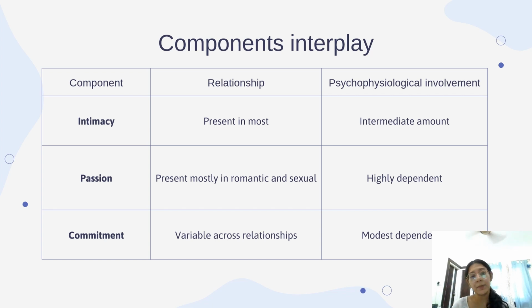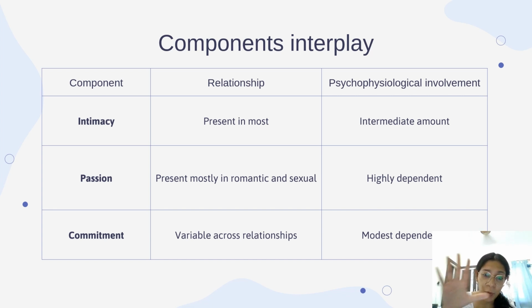The third component, commitment, is variable across relationships, because, as I said before, it's not necessary for commitment to be present in long-term aspects. Commitment is required in relationships, but it is not necessary for the duration. So because of which commitment becomes very variable in nature. So hence commitment in relationships is variable, and hence the psychophysiological involvement is modest or not really required.